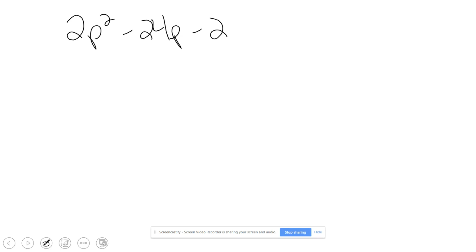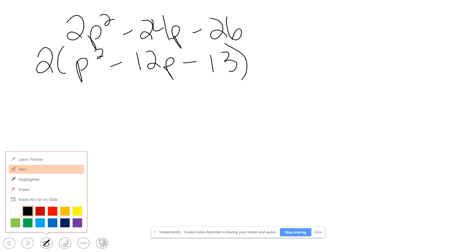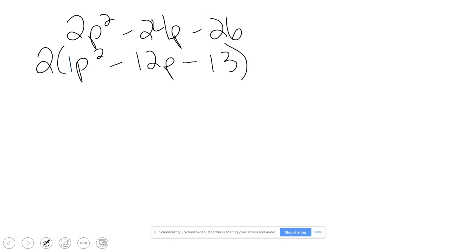So continuing on to the next set of examples, we have 2p squared minus 24p minus 26. And again, our first question is always, do we have a greatest common factor that I can pull out of that? And they all have a common factor of 2. So we're going to divide everything by 2, and we have p squared minus 12p minus 13. We're not finished yet though, because we can still factor what's left on the inside here.